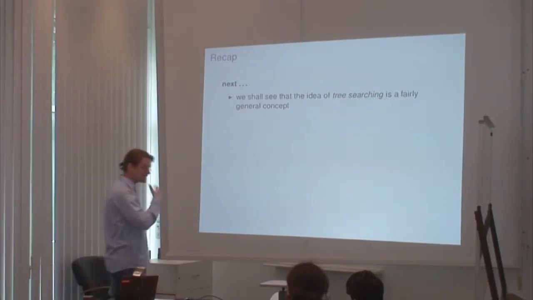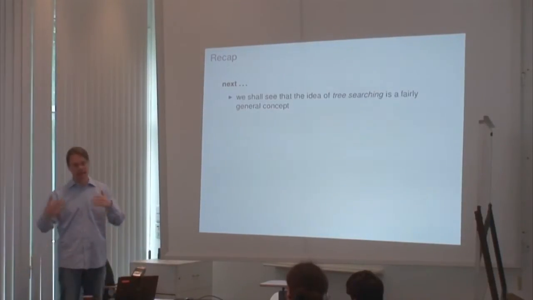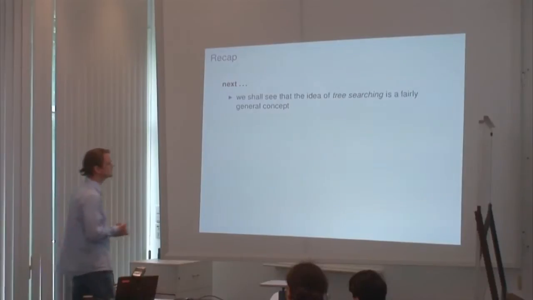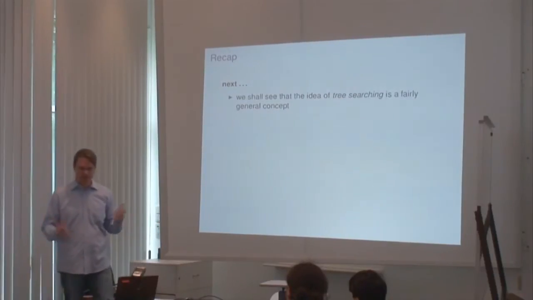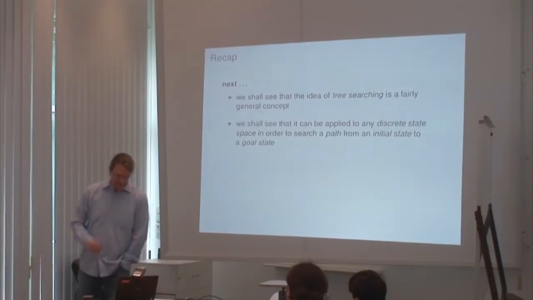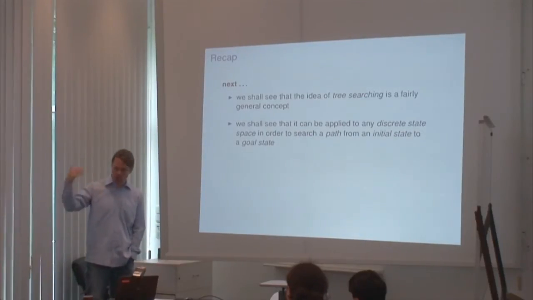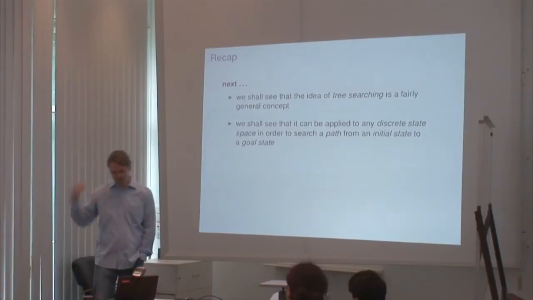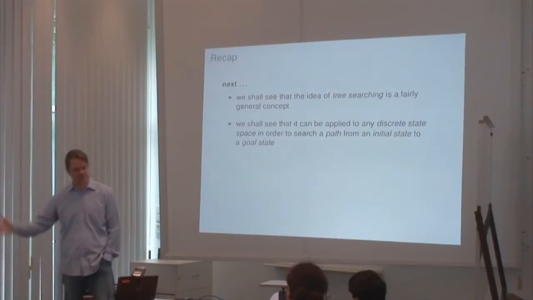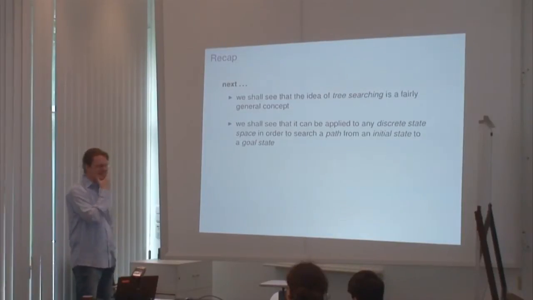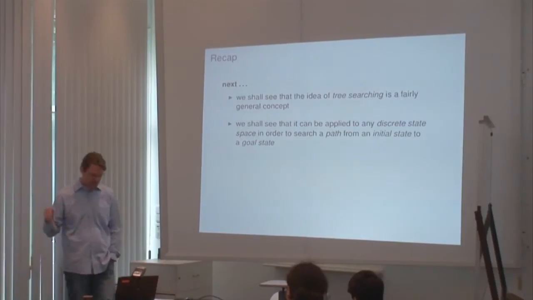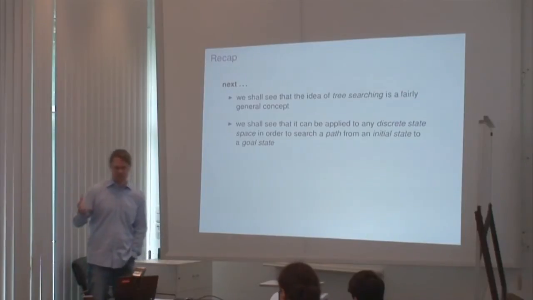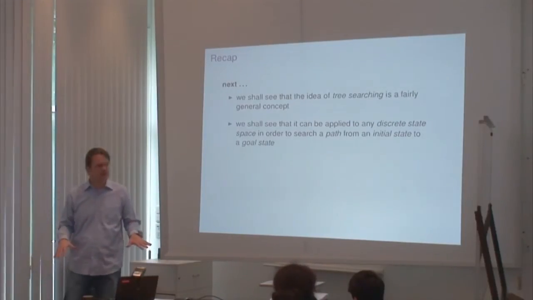Now, as I said already, today we will take a step back. We'll look at this from a much more general perspective. In particular, we will see that this idea of tree searching is a fairly general concept. And the point I'm trying to hit home today is that it does not only apply to deterministic, turn-based, two-player, zero-sum games of perfect information, but indeed to any kind of state space that is discrete and that has a partial ordering relation, however we define that, because if it has a pattern, then we can come up with a tree.